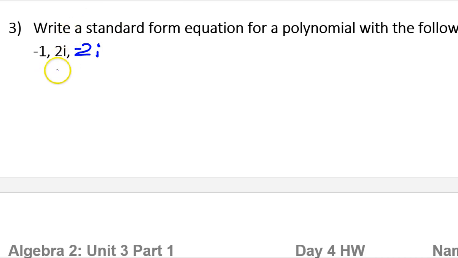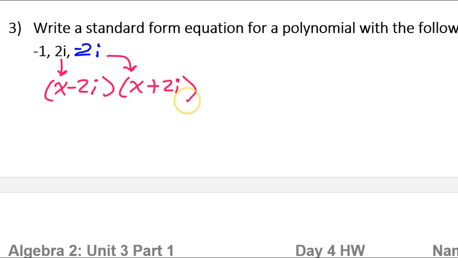Okay? Now, starting with my imaginary zeros, I'm going to convert these back into factors. So a 0 of 2i would come from a factor of x minus 2i. A 0 of negative 2i would come from a factor of x plus 2i. Right? In other words, if I were to set this equal to 0 and solve, like x plus 2i equals 0, what would I get? Well, I would subtract, and I would get x equals negative 2i. So that's what I mean when I say this factor goes with this 0.